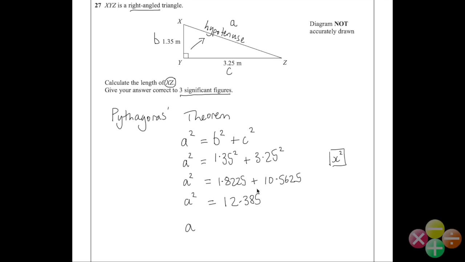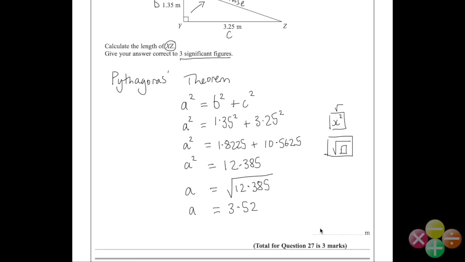Now I need to undo this squared to give me A on its own. Now the inverse of squared is square root. So you may have it on your calculator on a button and it probably has a little square underneath, or it may be above the squared button. It depends on the type of calculator you're using. But what we need to do is square root our 12.385, and that will give me my value of A, which turns out to be 3.52. And then I can put it on the line at the bottom, 3.52, and my units are there as meters.